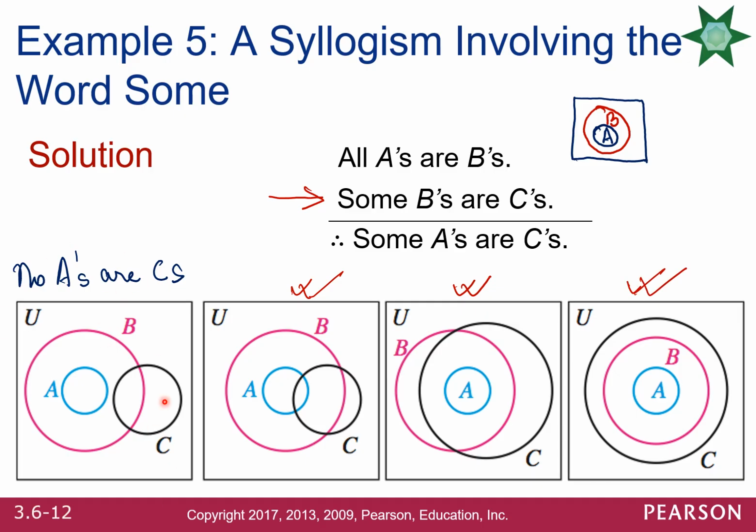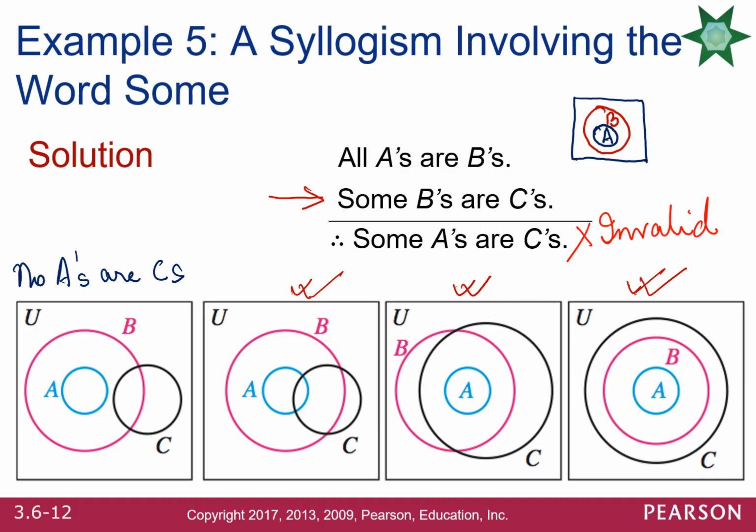However, the first one doesn't. Therefore, the conclusion would be that this is an invalid argument. So even though 3 of the 4 cases agree with the argument, the first one doesn't. Therefore, we have to annul the argument. We have to state that this is an invalid argument.